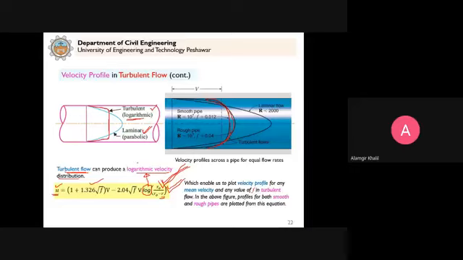Now we say that it is a logarithmic velocity profile which is more full. You can see it is fuller as compared to the laminar parabolic velocity profile. So let us see in this video how these velocity profiles look.